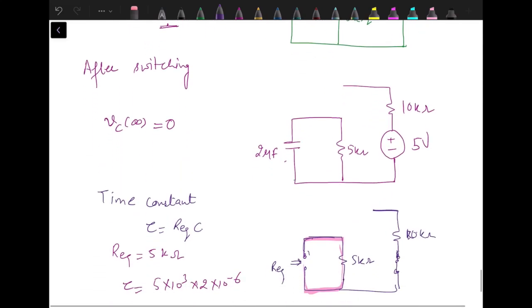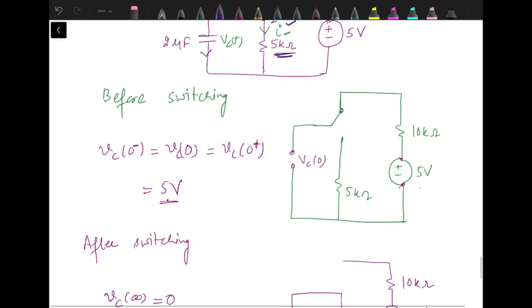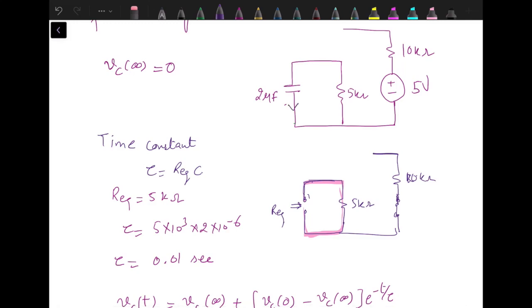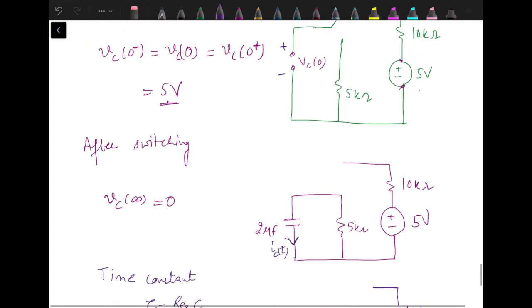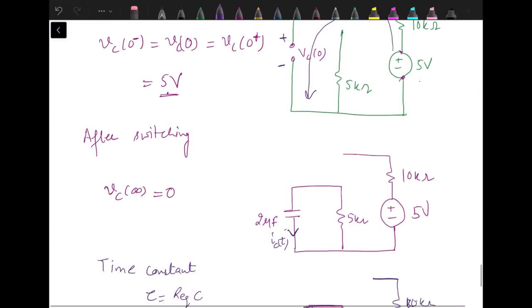Now when we come to this after switching condition, once the capacitor is charged, from this we can see that this terminal of the capacitor is going to be positive and this one is going to be negative, and accordingly the capacitor will discharge in this way. So current through the capacitor will flow in this direction, and the current will continue to flow like this. This I is given in downward direction.